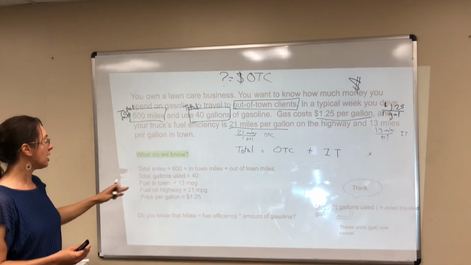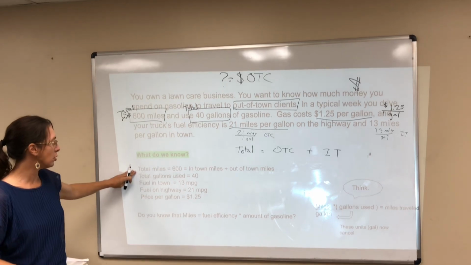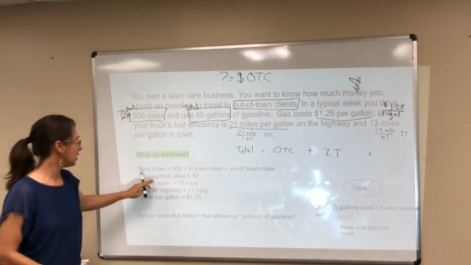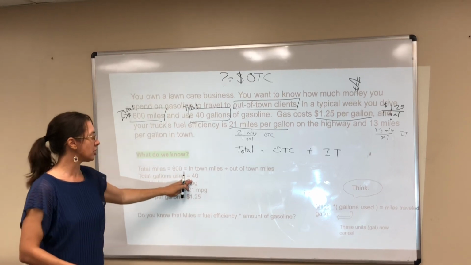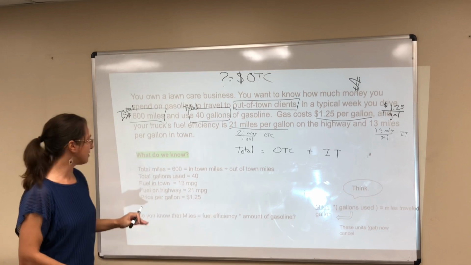So we get a couple of different equations. I have it written down here. Our total miles is 600, which means in town and out of town. My total gallons is 40. So that's gallons used in town and out of town.